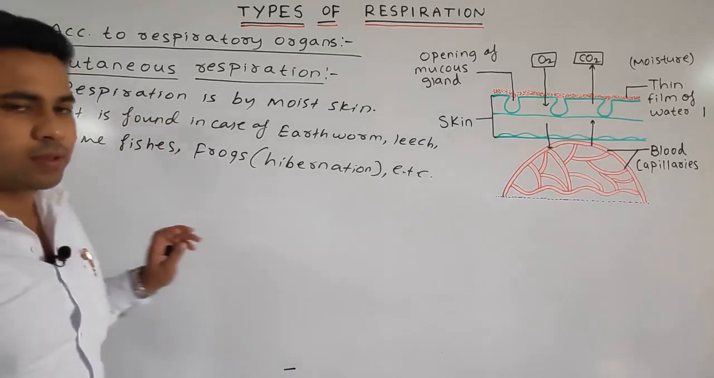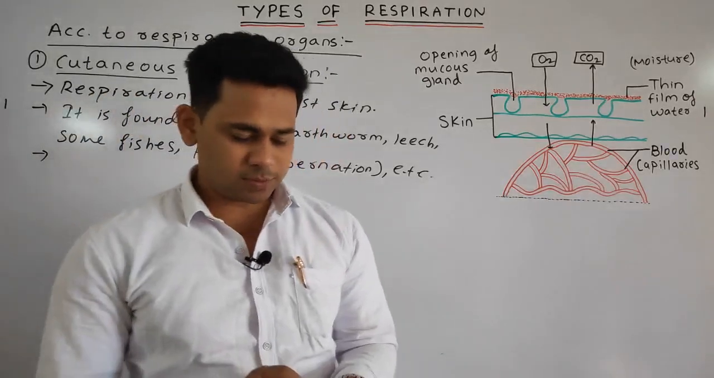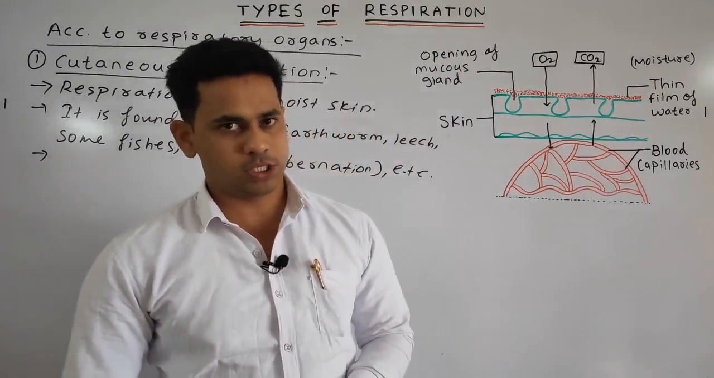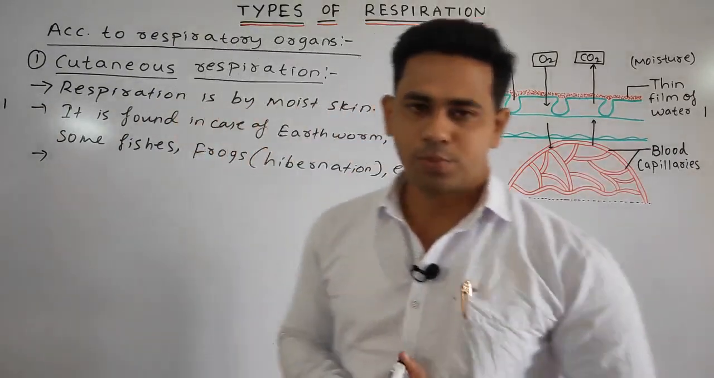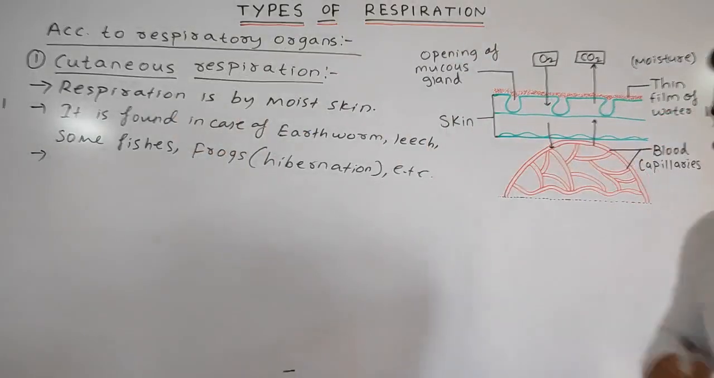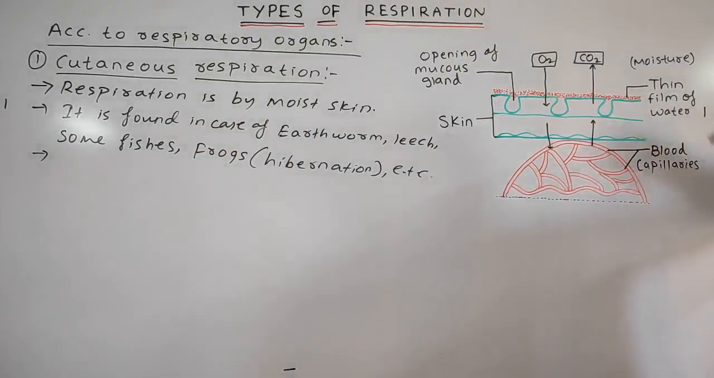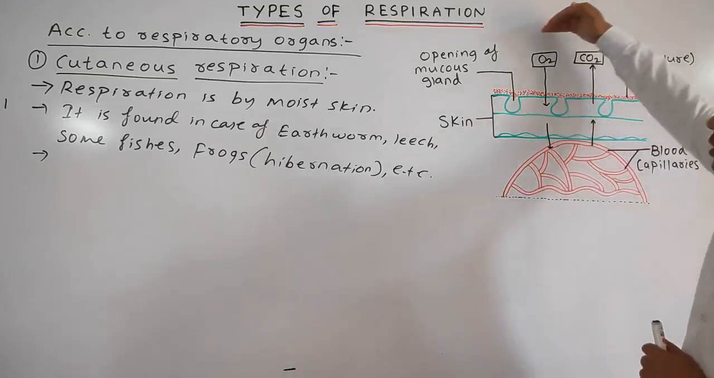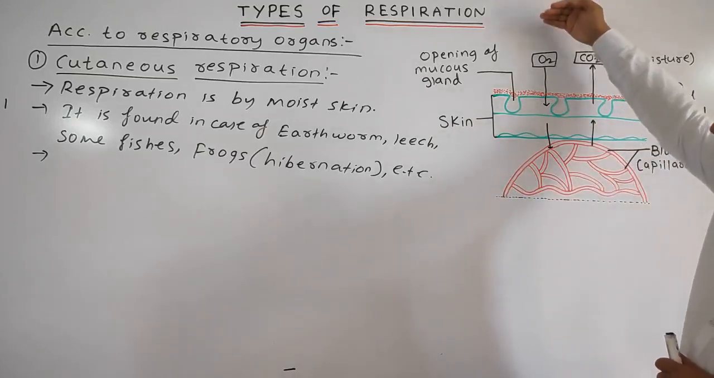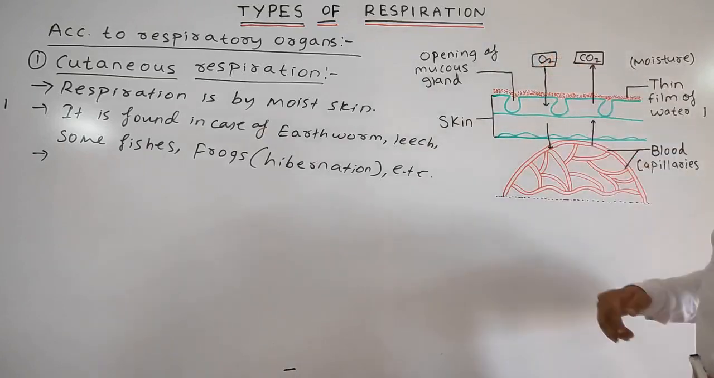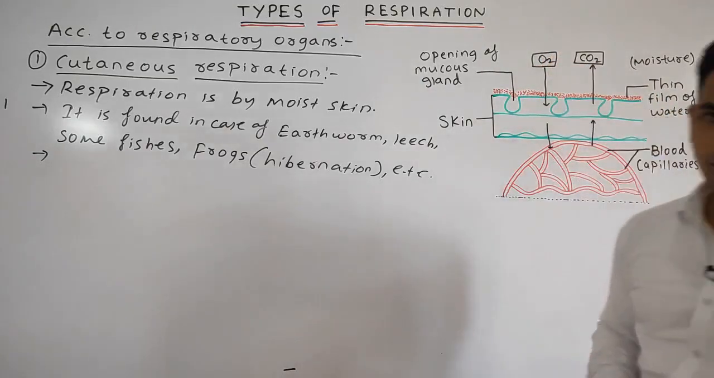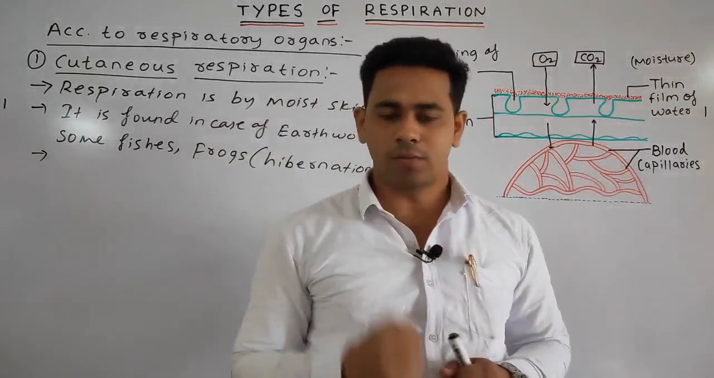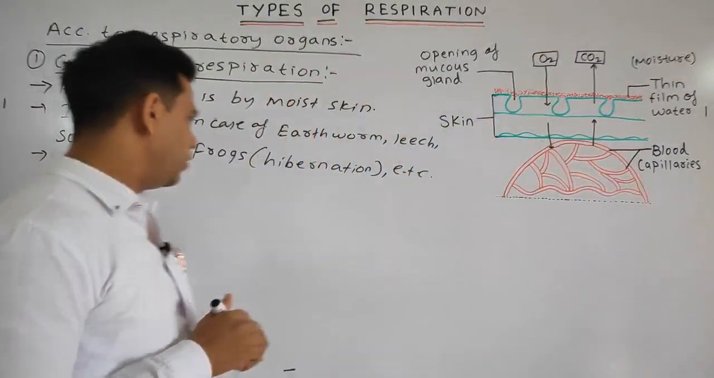Next point, how the respiration is generally done, students. See, the atmospheric oxygen is dissolved in the thin film of water. You can see here a thin film of water is there. The atmospheric oxygen is present in the dissolved form in the thin film of water, from where the oxygen will enter into the tissue. I'll tell you in detail, don't worry.